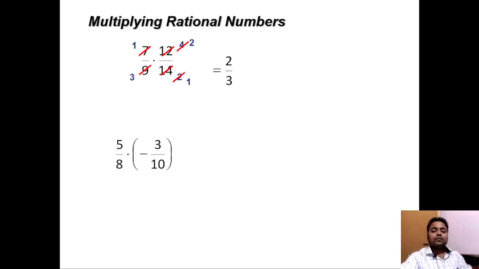Same, 5 by 8 when multiplied by minus 3 by 10, then we can see 5 divides 10 2 times. So here minus 3 by 16 is the answer.